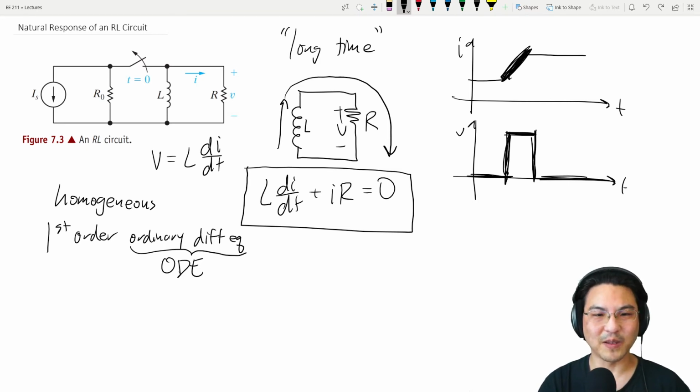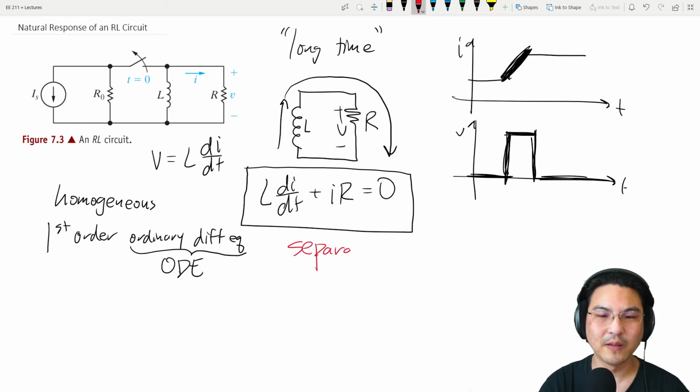And if you want to sprinkle a little bit more detail, see how these coefficients are constant. So this is a homogeneous first order ODE with constant coefficients. Okay, and what's important now is how do you solve it? So we're going to use a technique called separation of variables.